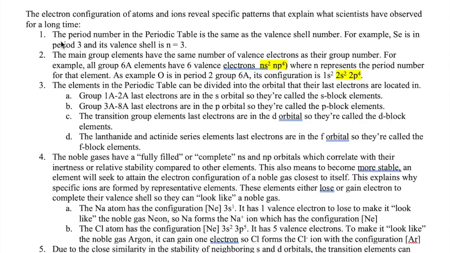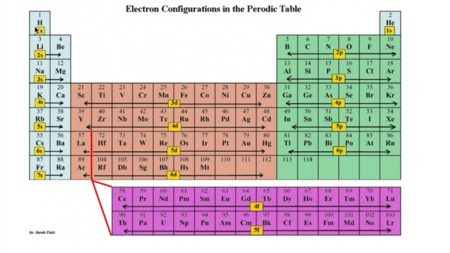Once we understand how to write electron configuration of atoms and ions, we find specific trends and patterns that explain why the periodic table is organized the way it is. The first couple of things to note is that the period number in the periodic table is really the same as the valence shell number. So if I look at the first period, where you have both hydrogen and helium in it, the valence shell there is going to be the 1s shell, and so that's your first period.